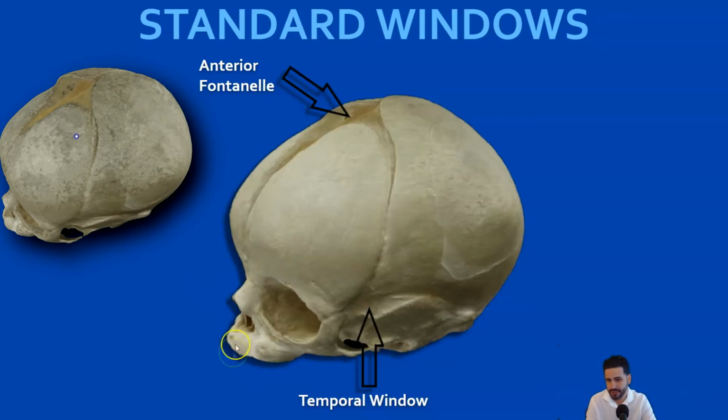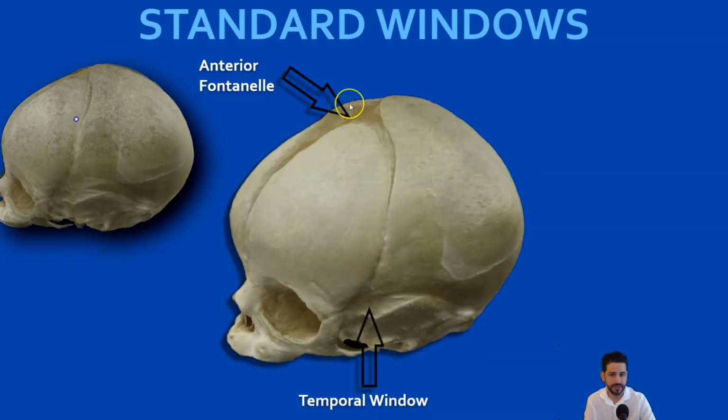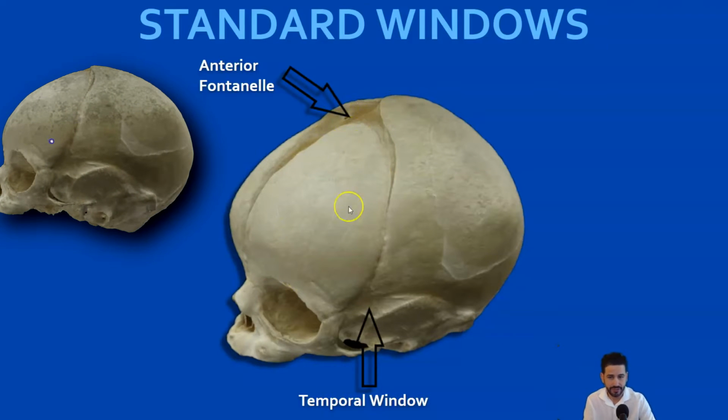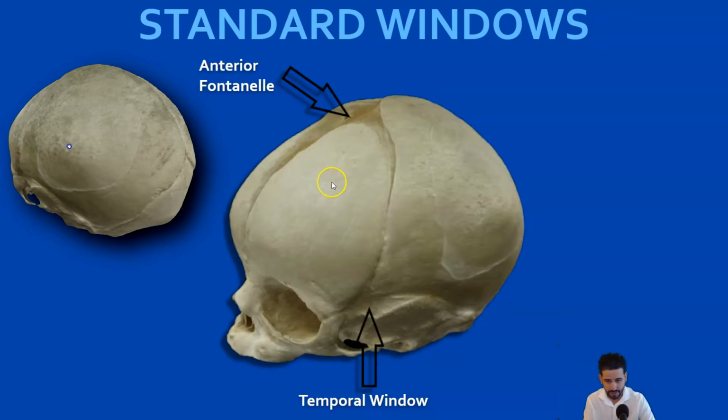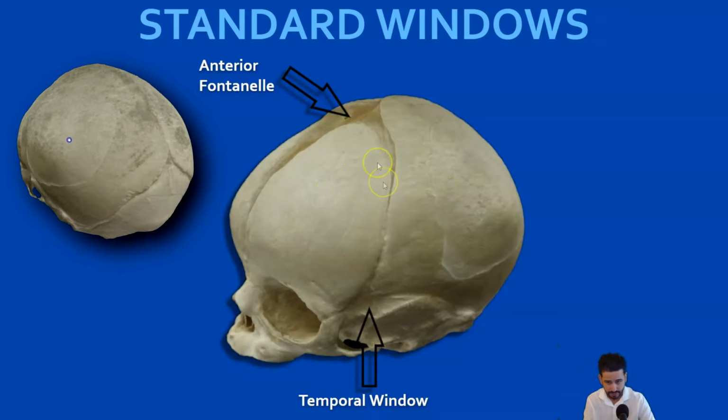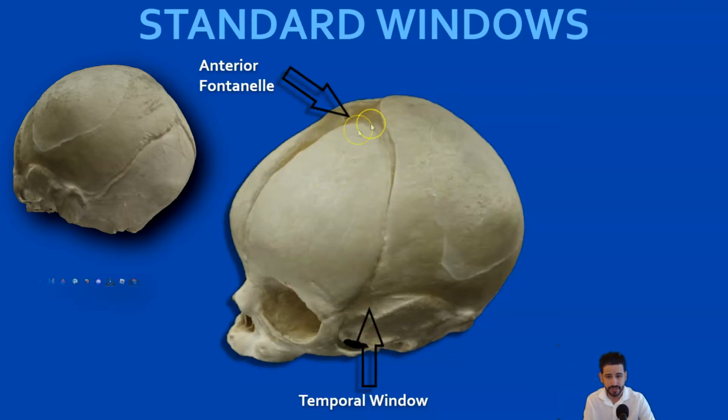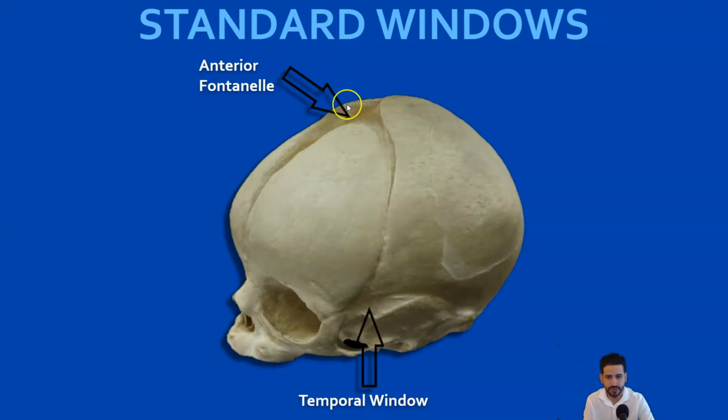So the standard windows that we scan, the most important is the anterior fontanelle. So here we have a fetal or neonatal skull, and you can see the parietal bones, the frontal bones, the parietal bones, and then what would become the sutures and the anterior fontanelle. If you put the transducer right there and rock it anterior to posterior, you can get all the coronal images.